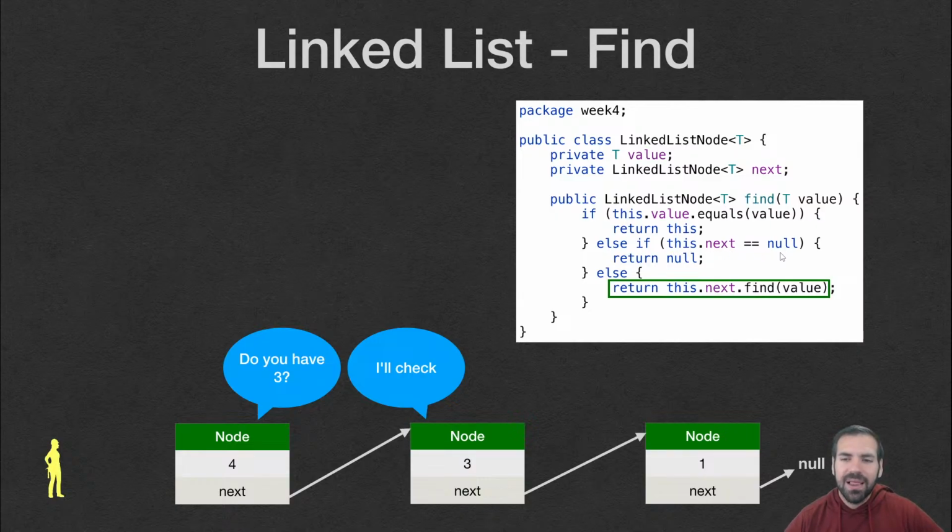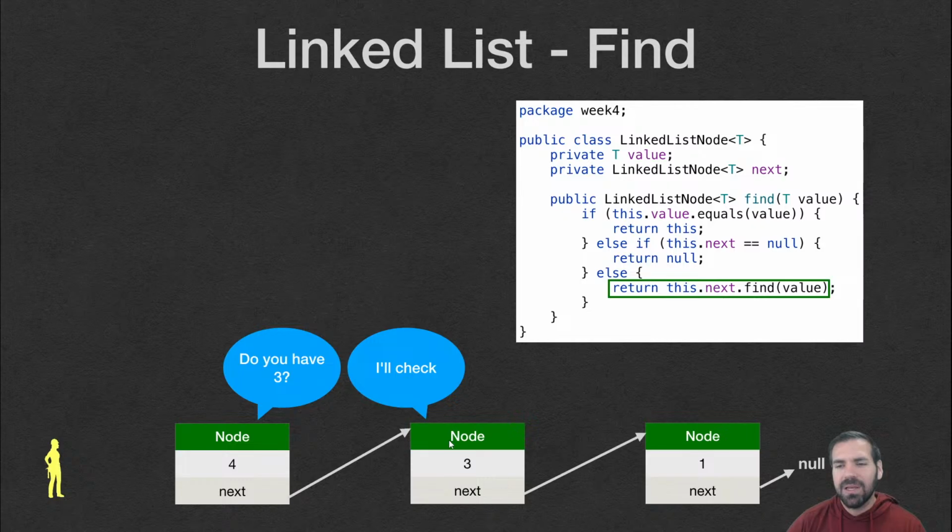Because if we're at the end of the list, that means this value is not in this list at all, and we can safely just return null and say, hey, this value is not in the list. That was also false. We're not at the end of the list, so we're going to forward this to the next node, tell the next node to look for this value. So next node, find this value.